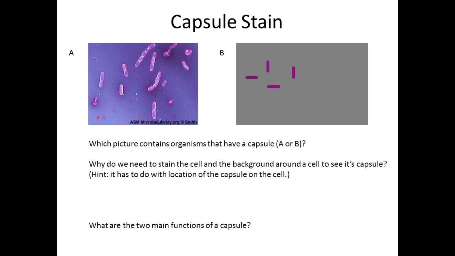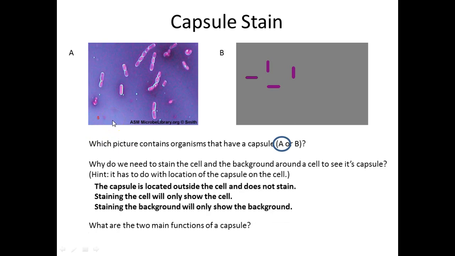Because we stain the background and the cell. The cell and the background are both stained. If just the background stained, then it's just a negative stain, and you are not going to be able to detect the capsule. So picture A has the capsule, and for capsule staining, you've got to stain the background and the cell in order to see the unstained capsule, which is outside of the cell. So outside the cell wall, or outside the cell wall and the outer membrane, if the cell has it.